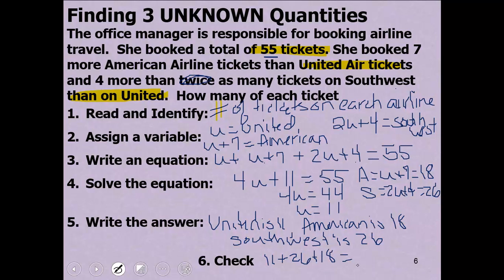Well, I better end up with 55 if I'm going to be right. So I have 1 plus 6 is 7, plus 8 is 15, carry the 1. 1 plus 1 is 2, plus 2 is 4, plus 1 is 5. Woohoo! We did it! And it checks. It checks for reasonableness. I can't have any more than 55 tickets, and I can't have anything less than 55 tickets. It has to be equal to 55 tickets.